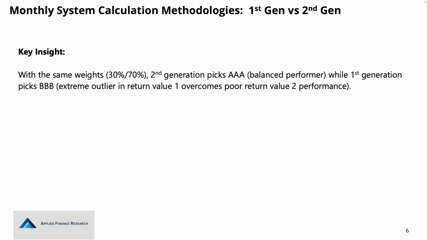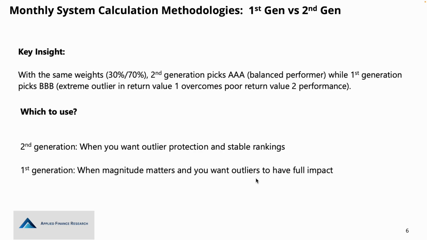So the bottom line question is, which should you use? Well, when you want outlier protection and stable rankings, the second generation calculation methodology is going to tend to favor that. When magnitude matters and you want outliers to have a full impact, the first generation methodology is going to tend to favor that. So there is no right or wrong. It's apples to oranges, and it's really a question of what fits you best as a trader, what fits you best as an investor.